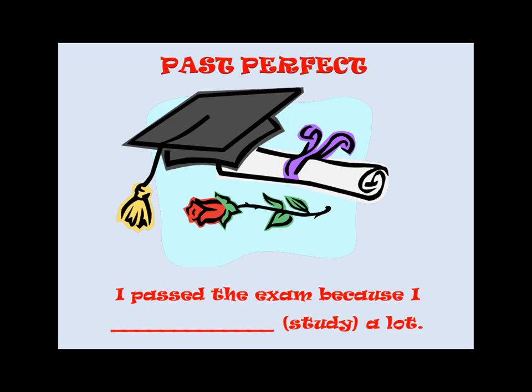Now we're going to have some examples. I passed the exam because, look, because is followed by past perfect. Why? Because this is the first action. How did I pass the exam? Because I had studied a lot. So the first action is that I had studied a lot, then I passed the exam.